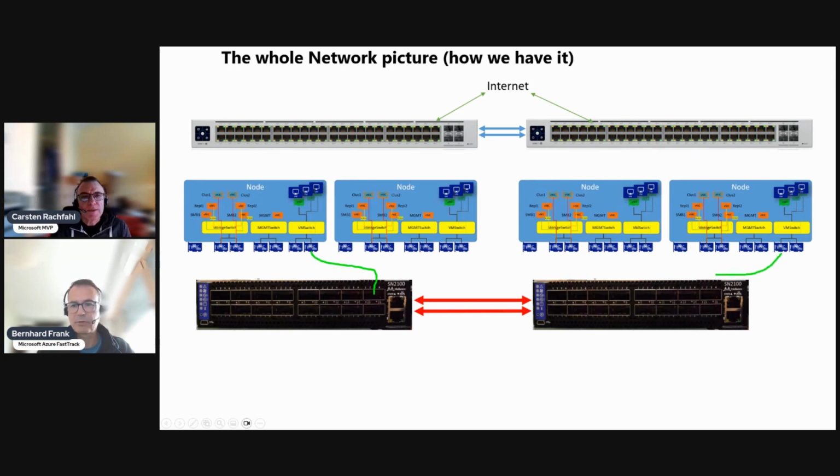Okay, so let me just put that. That means a virtual machine on node number one should be able to talk to a virtual machine that is sitting on node number four. And therefore we need this reddish interconnect, right? Right, Bernhard?